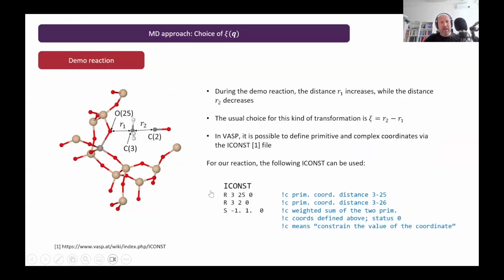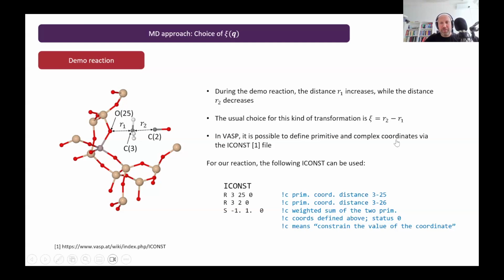Here, let's come to our demo reaction. The carbon-oxygen distance is broken during the reaction and the carbon-carbon distance is created. So obviously, these two degrees of freedom should be somehow involved in the definition of the reaction coordinate. The usual choice for this kind of substitution reaction is just the difference between two distances, R1 and R2. So let's use this coordinate also for our case.